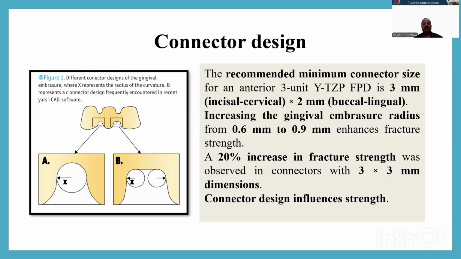Then there is connector failure also in these cases. Like we can see the connector of your fixed partial denture in anterior teeth. It should be 3 millimeter incisocervically and 2 millimeter buccolingually. Increasing the gingival embrasure radius from 0.6 to 0.9 millimeter enhances the fracture strength. A 20% increase in fracture strength was observed. The connector is 3 by 3 millimeter in dimension. So you have to take into consideration in anterior, whether there is a long span FPD or a short span FPD, the connector should be 3 millimeter by 3 millimeter in the anterior and the posterior direction.